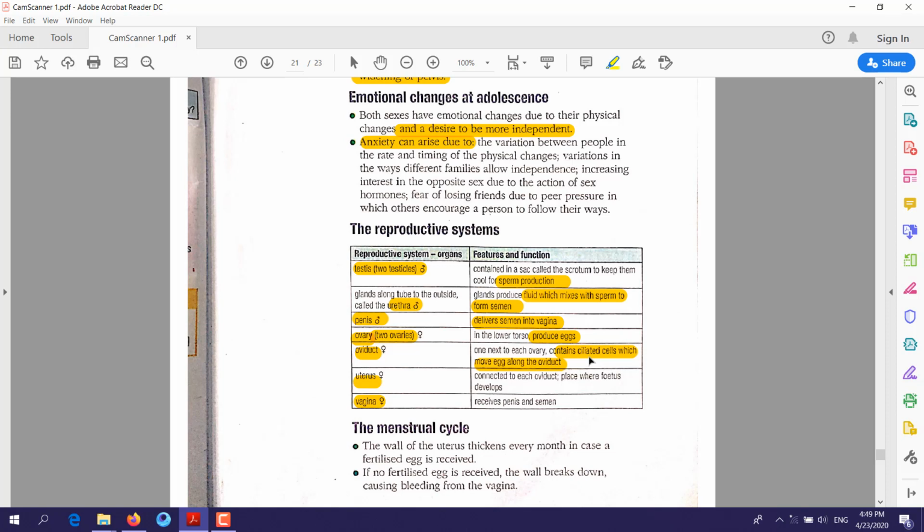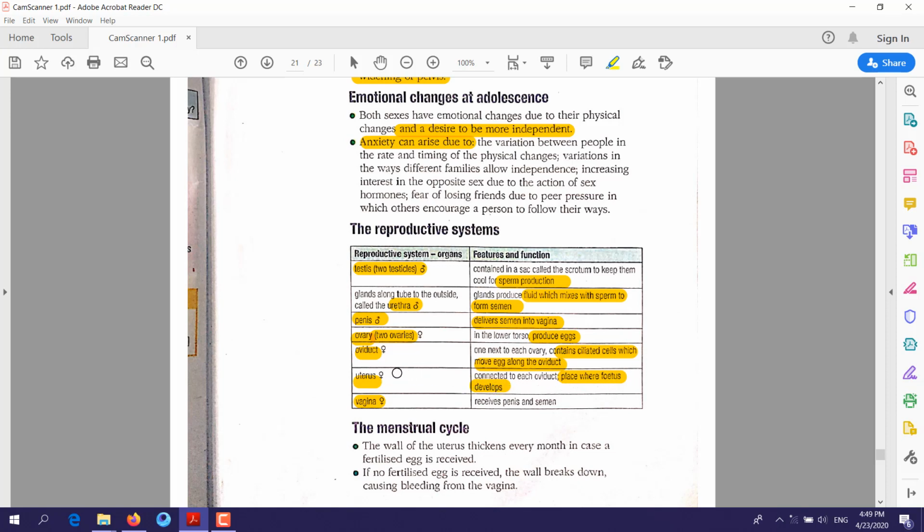It looks like hair. It moves backward and forward, and then what will happen? It will move the egg. Then the uterus. After the process of fertilization, what will happen? The uterus is the place where the fetus, or the embryo, develops.